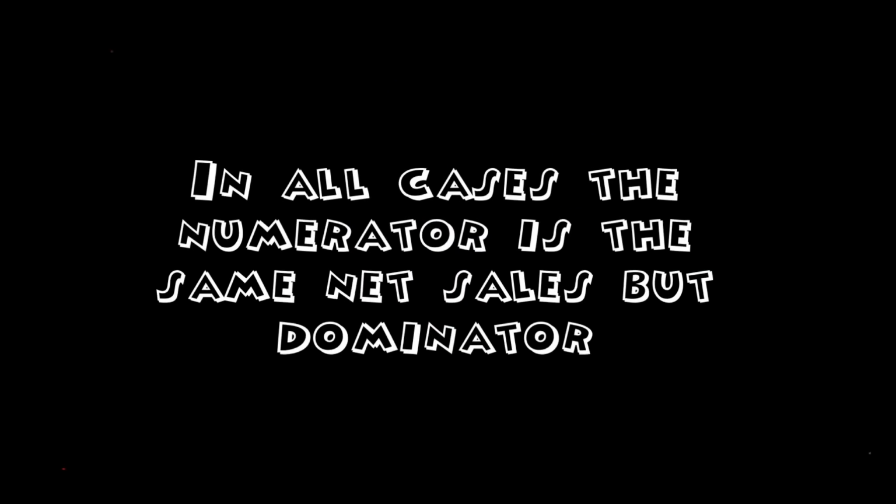In all cases, the numerator is the same, for example, net sales, but the denominator is average total assets, average fixed assets, and average working capital respectively.